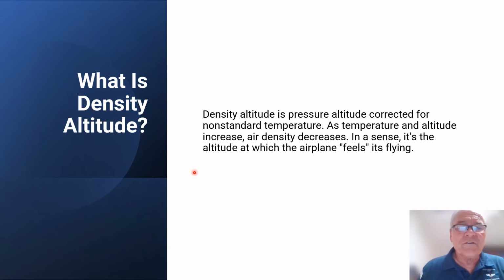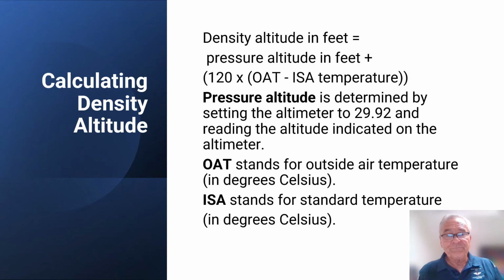And just briefly, what is density altitude? If there's any non-pilots sitting out there. A density altitude is pressure altitude corrected for non-standard temperature. As temperature and altitude increase, air density decreases. In a sense, it's the altitude at which the airplane feels it's flying.